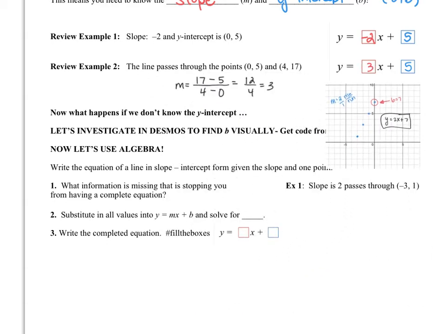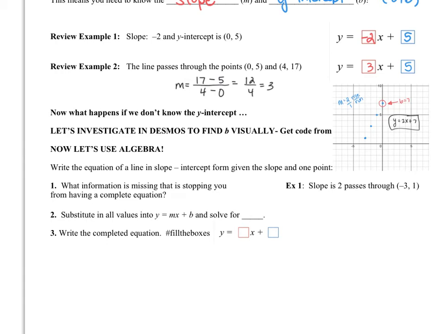So now let's investigate how to find that algebraically if we didn't have Desmos. If I look back at my information again, I have my slope, which is my m, and I've got a point on my line, which is an x and a y. The information that's stopping me from having a complete equation is my b value. So the first thing I'm going to do is put my formula, y = mx + b, and replace the information that I do know. Since I know my slope is 2, that can take the place of m. -3 is one of the x values of the line, and 1 is one of my y values of the line. My unknown is still my b, so that's still going to be a variable.